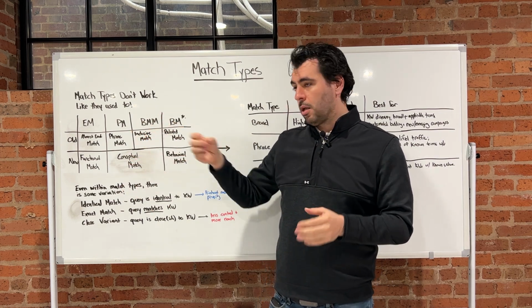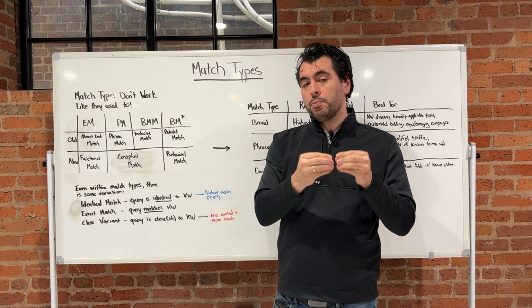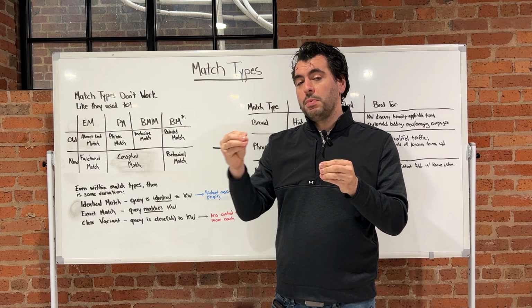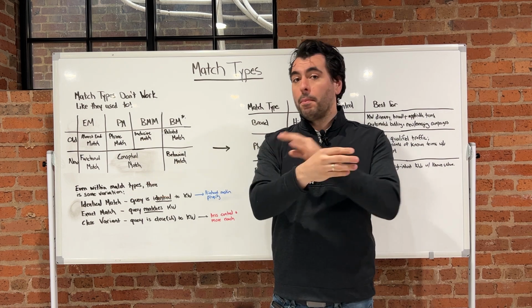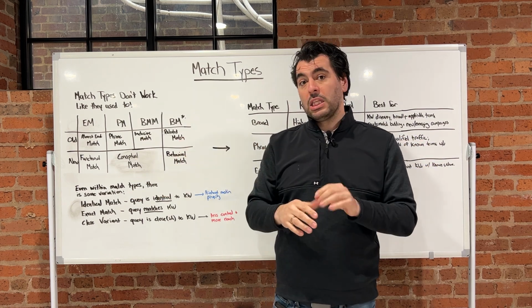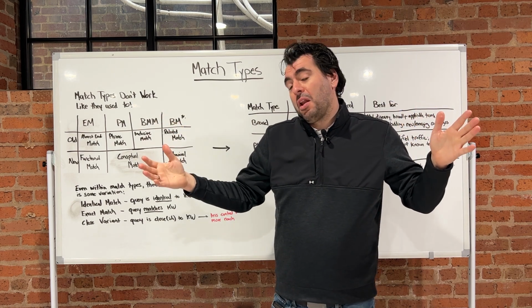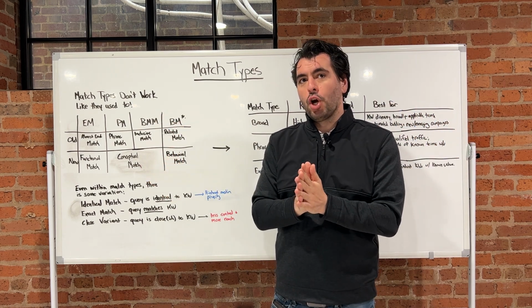Broad match modified was basically inclusive match, where each word that was preceded by a plus had to be included in the query in some place. The order didn't matter, but the word had to be there. And broad match was basically related match, where it matched to anything that Google kind of thought was related, which meant it was garbage.